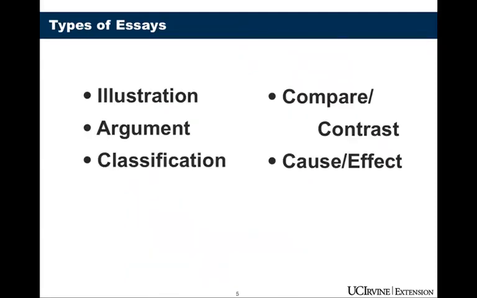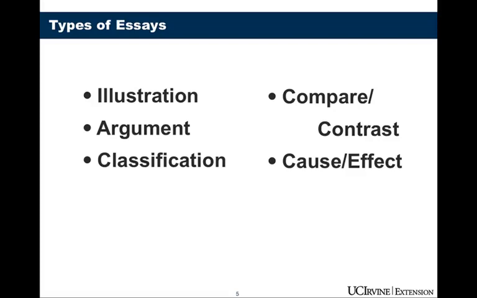Here are some of the types of essays that use the structure we've talked about. Illustration is a kind of essay that supports a thesis using examples. Illustrate means to show. So this kind of essay shows the reader something through examples. Argument is a kind of essay that proves a point by giving reasons. Each body paragraph will give another reason to support the thesis.